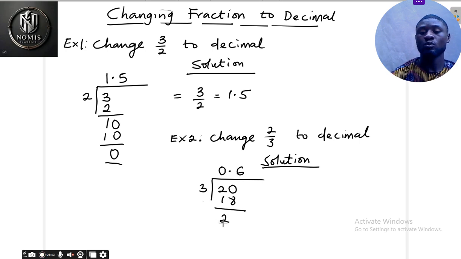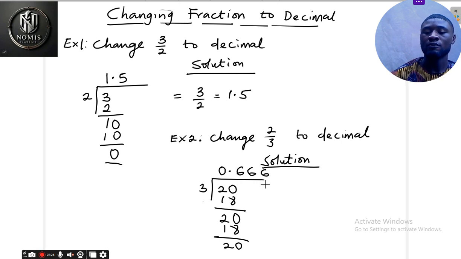We keep dividing until we have 0. Now, 2 divided by 3 is not possible. This time, we are not going to put a decimal point again because there is already a decimal point. So what we'll do next is we just add 0 to this 2, making it 20 again. 20 divided by 3, we have 6. We'll put the 6 here. 3 times 6, we get 18. When we subtract, we have 2 again. So you will see that this process of dividing 20 by 3 will keep happening endlessly. Therefore, we can take our answer from what we have.